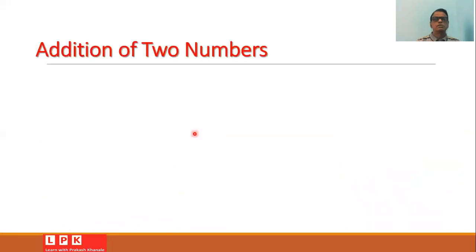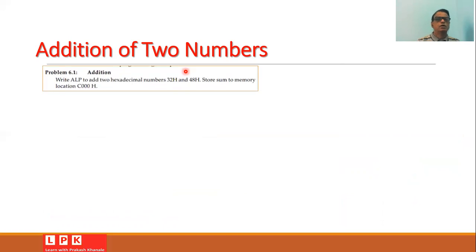So let us go for some simple problems. Initially, we will write an assembly language program for the addition of two numbers. Suppose we want to write an assembly language program for the microprocessor 8085 which can perform the addition of two hexadecimal numbers. Suppose the numbers provided to you are 32 and 48. These are hexadecimal numbers. And we want to store the result of this addition at the memory location C000.